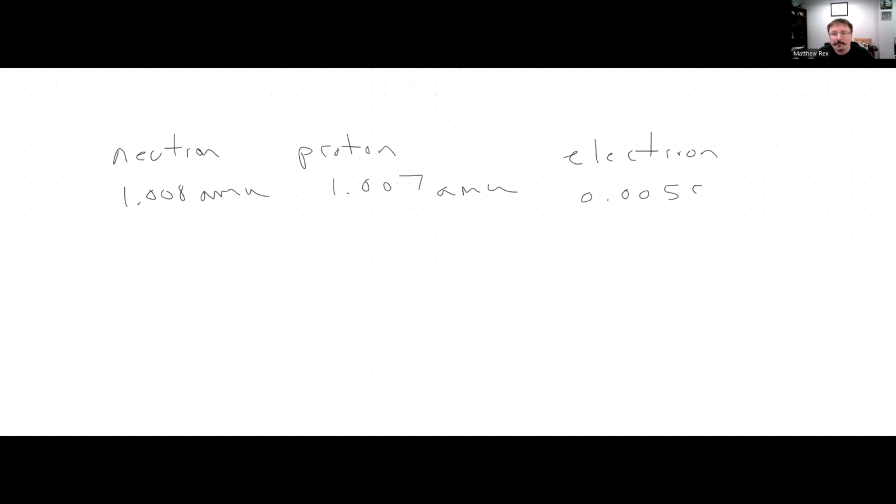Identify the smallest subatomic particle. So we know that the neutron is pretty large. The proton is also pretty large, just slightly smaller. Neutrons like 1.008 AMU, and the proton's like 1.007 AMU. But the electron is noticeably smaller. It's something like 0.0055 AMU, or might even have another zero in there. So out of those, the smallest subatomic particle was the electron.